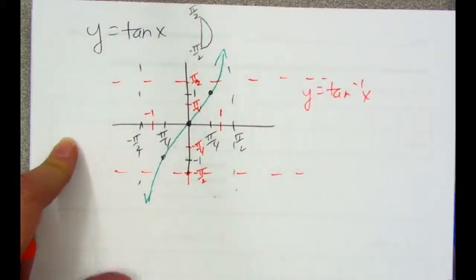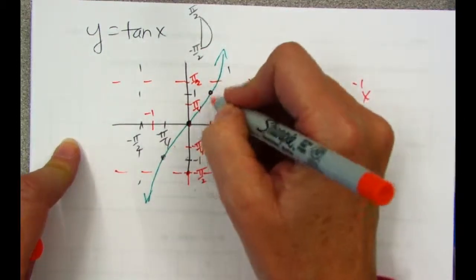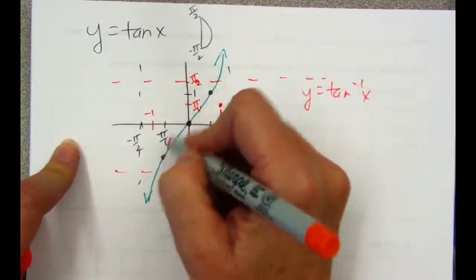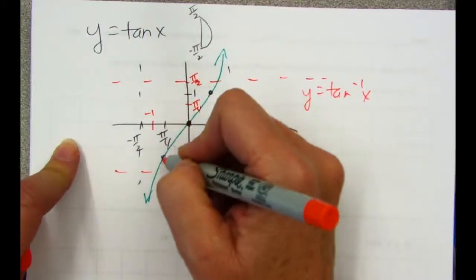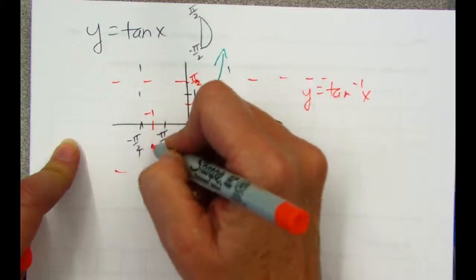So it has two horizontal asymptotes. 0, 0 maintains. This point here is pi over 4, 1. So now it is 1, pi over 4. This point here is negative pi over 4, 1. Now, I'm sorry, negative 1. Now it's negative 1, negative pi over 4.